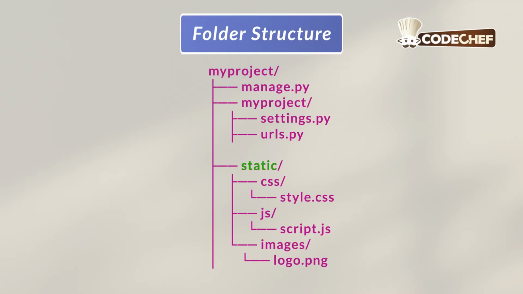Now let's look at the folder structure. This is what your folder structure should look like. The static folder lives in the project level, not inside your app. Inside it, we usually organize subfolders like CSS, JS, images, and so on. So you can create one folder for storing all your CSS files like this, and one folder for your JavaScript files, and one folder for your images, and so on. Now Django automatically looks here when you use static files in your templates.